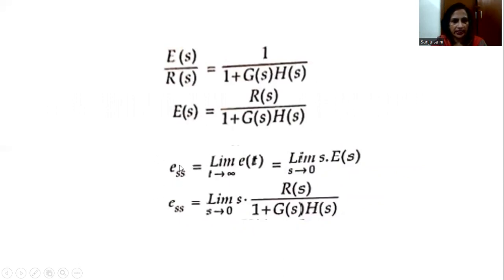Now steady state error is what? Steady state error is the error between the desired output and the actual output as time t tends to infinity. And if we apply the final value theorem, this can be written as equal to s into E(s) as s tends to 0. So steady state error is equal to the limit of s into E(s), where we substitute this value of E(s) in this equation. So we get this as the expression for the steady state error.